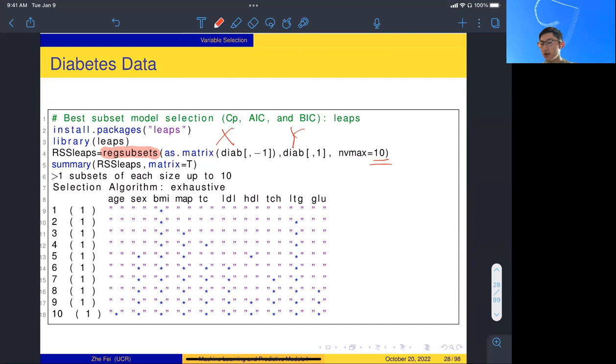So let's look at this output and try to understand. Essentially each row of this output corresponds to a different k here. So for k equal to 1, the best subset model is essentially BMI only. In other words, we would know that BMI is the most important variable that's associated with the disease progression, our outcome, and so on and so forth. For k equal to 2, the best subset is BMI and LTG.